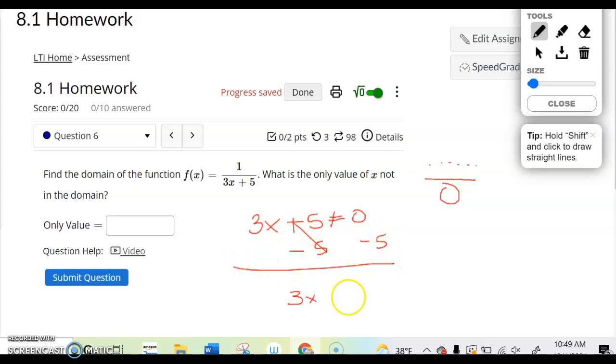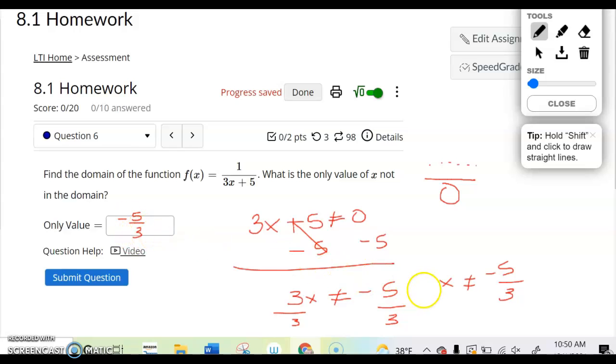We get 3x cannot equal negative 5. Divide by 3. So then we see x cannot equal negative 5/3. So basically any number is okay except negative 5/3. Okay, so on this one, it asks what's the only value of x not in the domain. So in this case, we'd put negative 5/3.